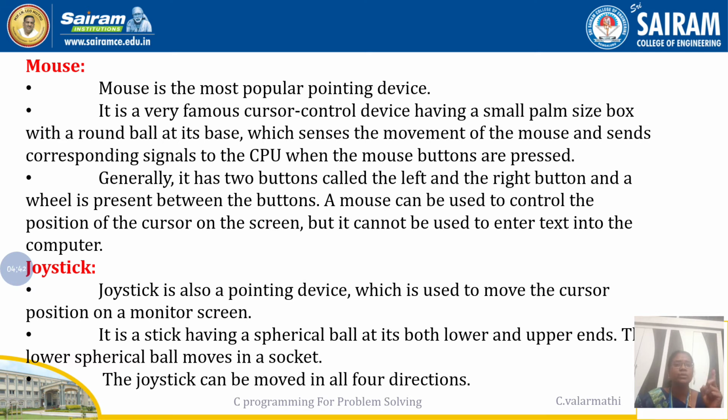So you will be having a left button, a right button, and in between one ball. Right, so this is the physical appearance of the mouse. Using the left button, you will be placing the cursor. When you press the mouse button, the corresponding position of the cursor will be informed to the CPU to note that the cursor is moved.